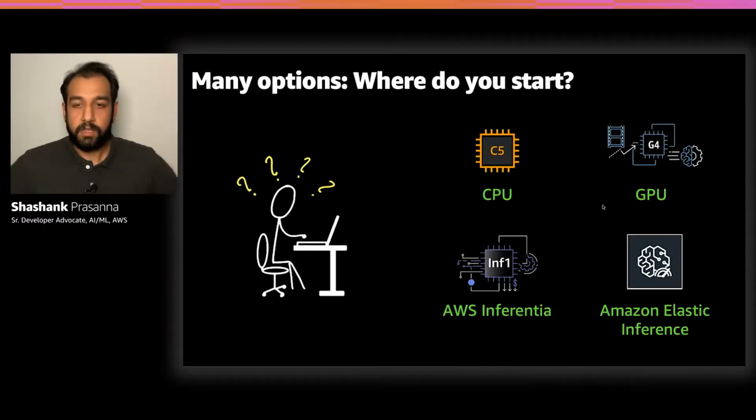Now, of course, there are many options, and where do you start? What do you choose first, and how do you go about choosing the right option for your workload? You may often ask yourself questions about, is a GPU always better than a CPU? Is AWS Inferentia always more performant than a GPU? Is Elastic Inference always cheaper than a GPU or a CPU? The general answer is it's completely dependent on your workload. So what's really important is for you to take a look at some key considerations for your workload, and then decide which option is right for you.